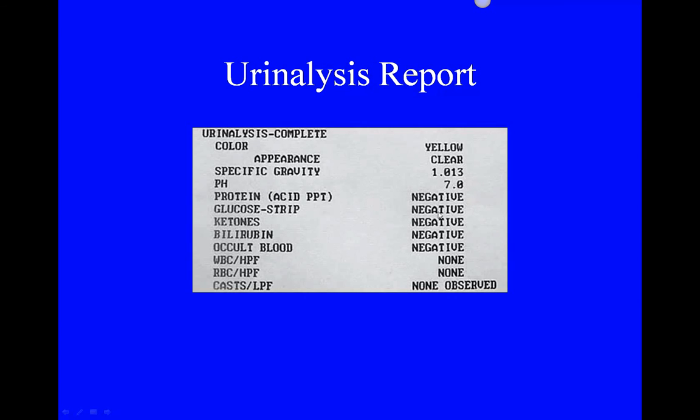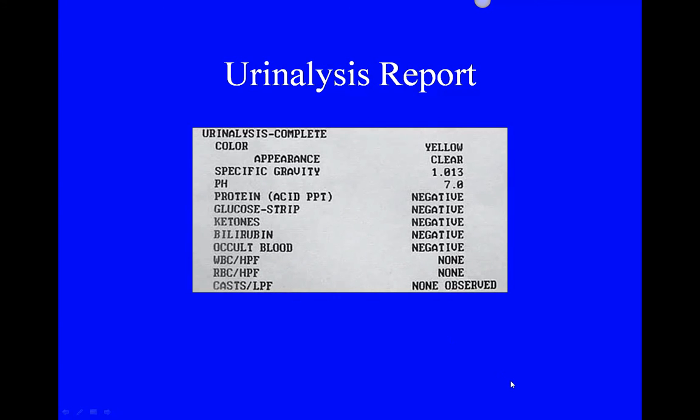The protein's negative. Glucose is negative. Ketones. So pretty much they were looking for casts. Here's that microscopic part. White blood cells per high-powered field. Red blood cells per high-powered field. Casts, and I'll show you what those look like. Per low power field, they didn't have anything.